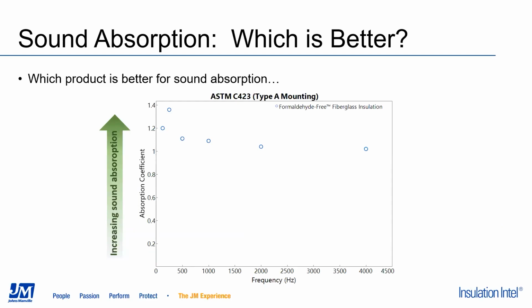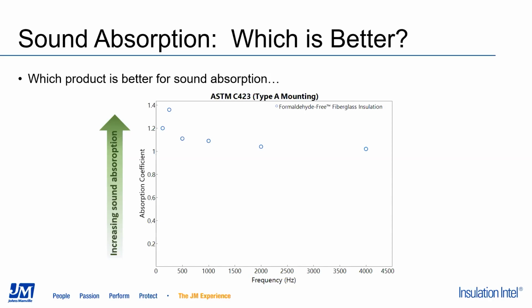So Chris previously introduced us to measuring acoustical performance in terms of sound absorption. And again, recall that this is a property that's measured for a single component. So what I have on the chart here is results from the ASTM C423 test method. And this chart shows performance results for JM's fiberglass product. And what you're looking at is the results across a range of frequencies, and just keep in mind that higher values represent increased sound absorption.